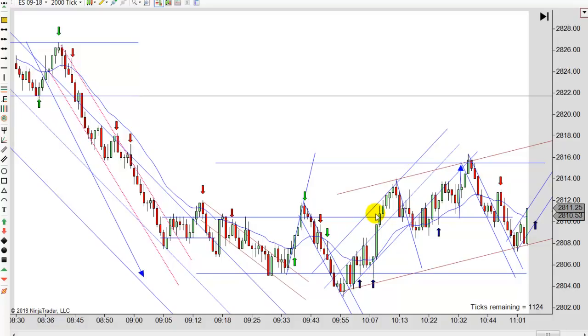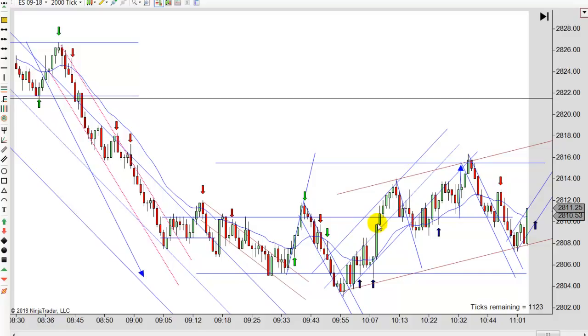And again, your target would be up here, and once it went on through there, you draw your other line. At first I just had this as the channel, but now you get an equal distance, and you can see that's right where we turned down.